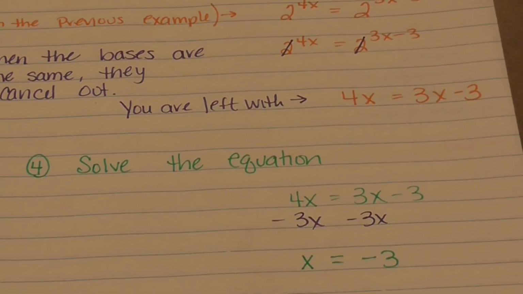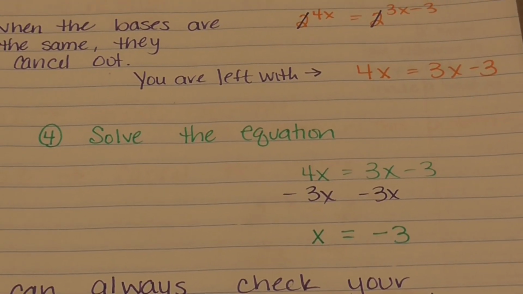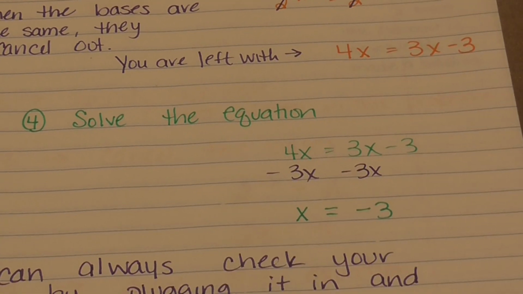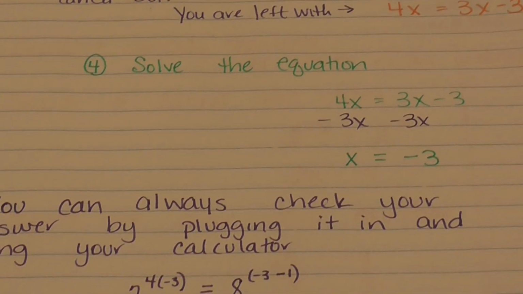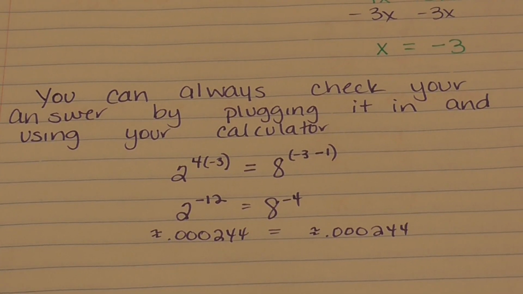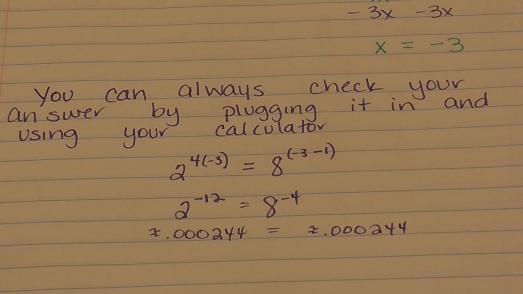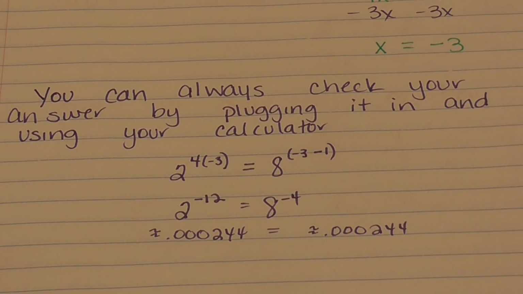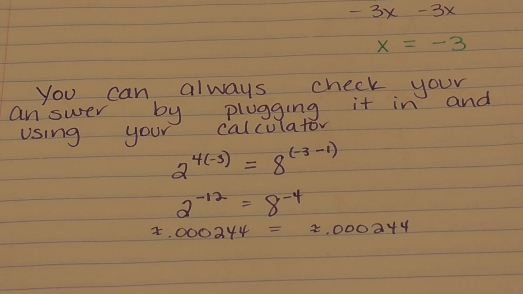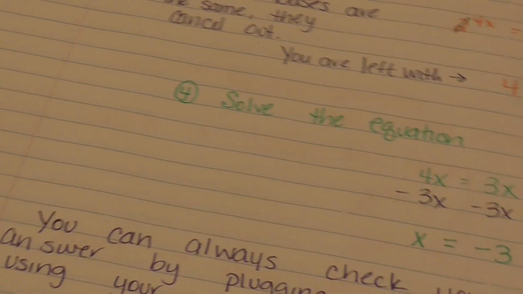The last step is something we've been doing now for a long time. You just solve the equation. So 4x equals 3x minus 3. Subtract the 3x from both sides. X is going to equal negative 3. You can check your answer by plugging it back into your calculator. And you end up with 2 to the negative 12 is the same as 8 to the negative 4th power. When you plug them into your calculator, you get the same decimal value.